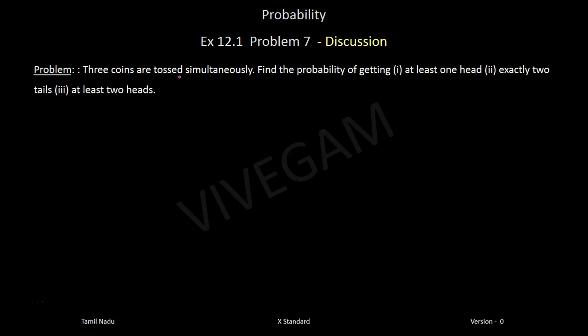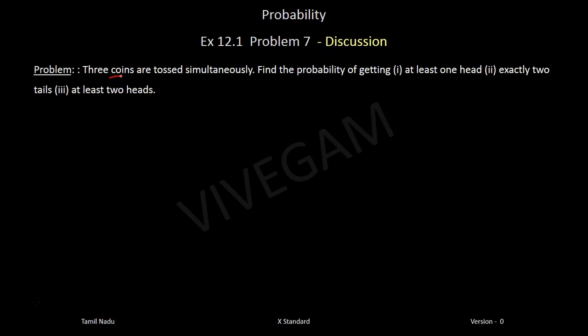So basically there are 3 coins which are tossed. Every time you toss a coin, there are 2 possible outcomes. You can either get head or tail. The second coin also has 2 possible outcomes, head or tail, and the third coin also has 2 possible outcomes. So altogether, the total number of outcomes will be 2 into 2 into 2, that will be 8 outcomes.